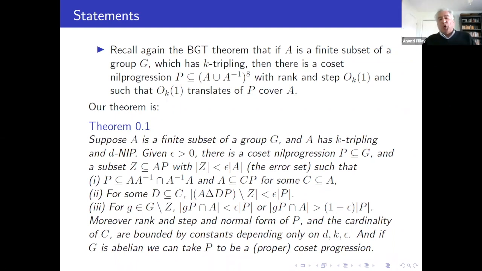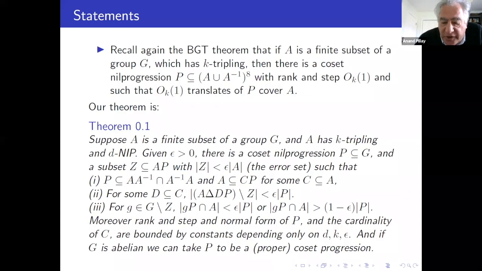Moreover, the rank and step of the normal form of P and the cardinality of C are bounded by constants depending on the data D, K, and epsilon. If G is abelian, you can take P to be a proper coset progression, with this properness condition. This is the statement, and it takes some time to parse, but let me say what the content is. I'll go back.